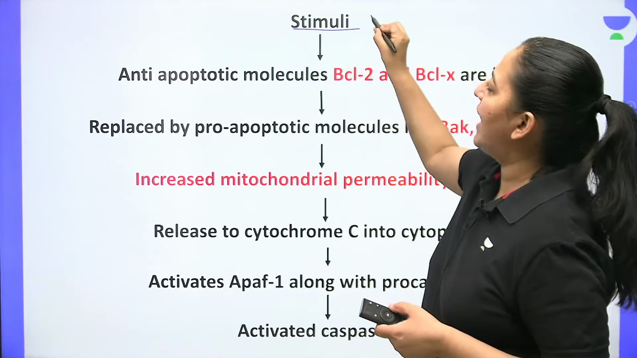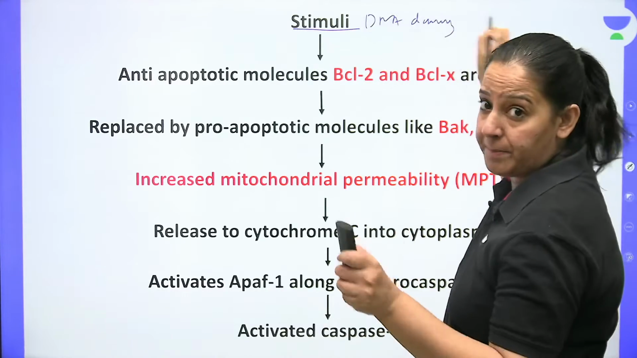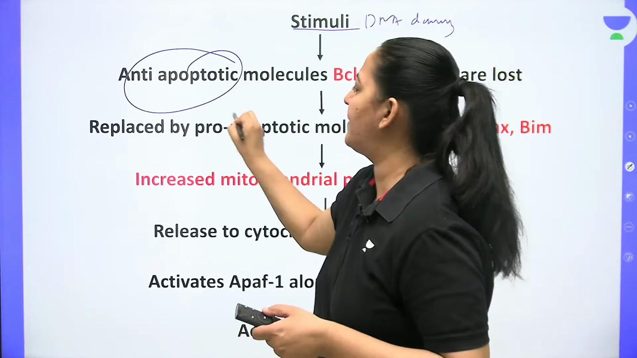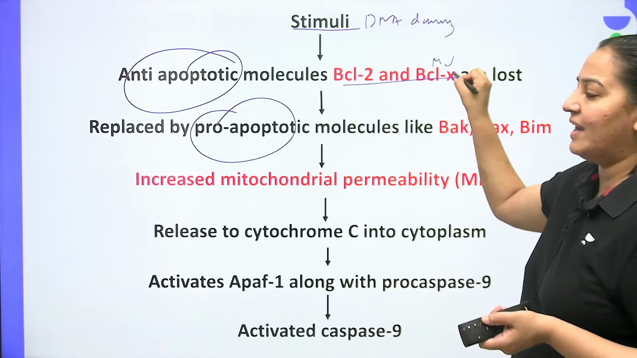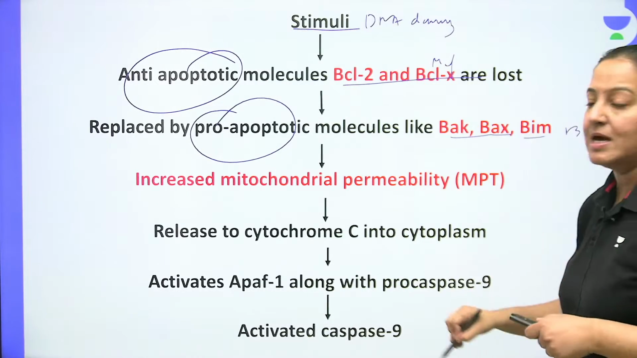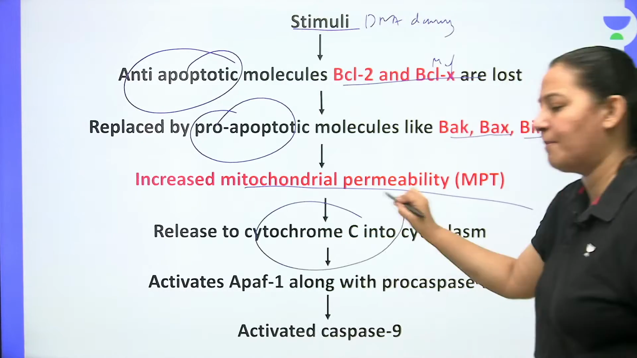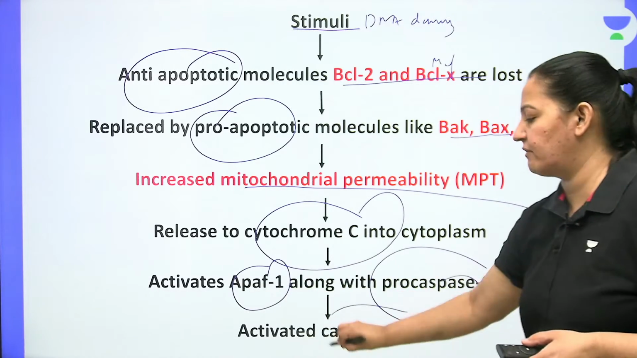So on receiving stimuli, that is DNA damage, beyond repair, beyond repair is the word, the anti-apoptotic proteins are replaced by pro-apoptotic proteins. Anti-apoptotic are BCL2, BCLX, MCL. Pro-apoptotic are BAX, BAD, BIM, BAK. These are replaced by this. So they increase the mitochondrial permeability. They will open the transit. Cytochrome C will come out and it will take APAF1 with him. So pro-caspase 9 converts into active caspase 9.